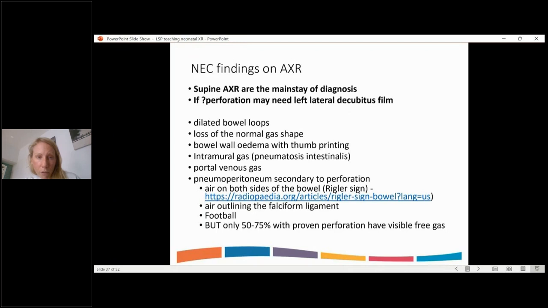You may get dilated bowel loops. You can get a bowel wall edema with thumbprinting, pneumatosis and portal venous gas, which you all saw. And then the pneumoperitoneum can present in lots of ways. So you may see air under the diaphragm. You may see that football sign that we went through earlier. And you can get something called Rigler's sign, which again, I've put a link to if you've not seen that before, where you get air on both sides of the bowel. And you can also get air outlining the falciform ligament. But only 50 to 75% with proven perforation have visible free gas. So the flip side to that is that 25 to 50% won't.